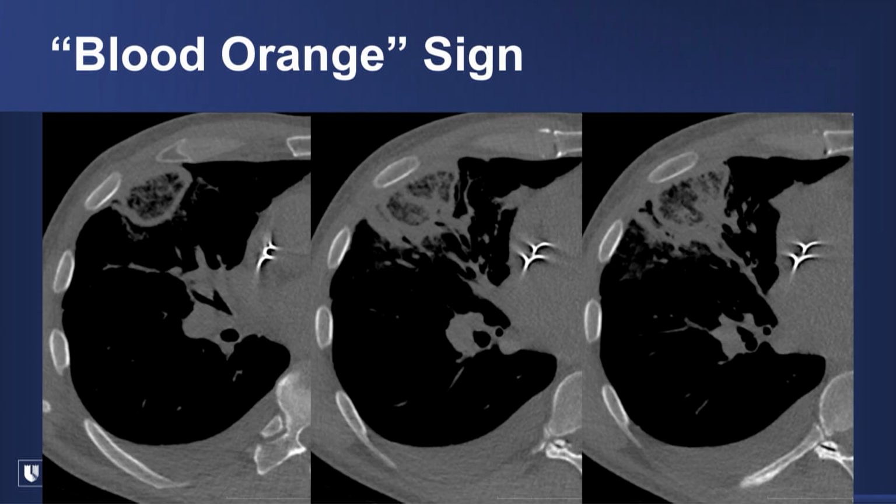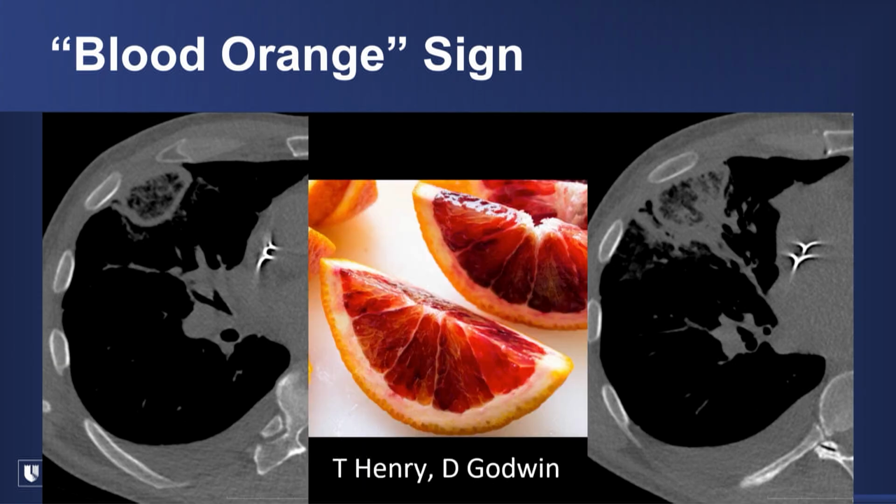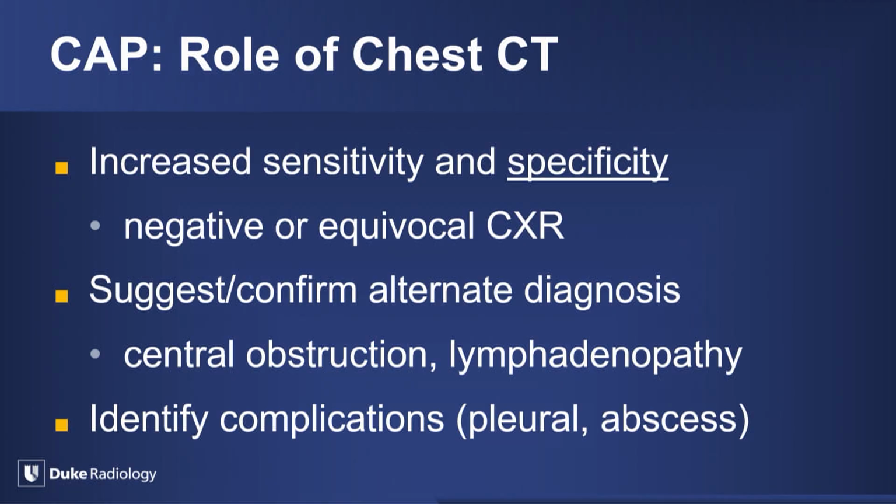Now, one of my colleagues has termed this the blood orange sign, and that's because these things look cut on the sides sort of like orange slices. But because histologically they're actually areas of hemorrhage, Travis thought that this would be better termed the blood orange sign, but it's a very typical appearance on CT scan for infarcts.